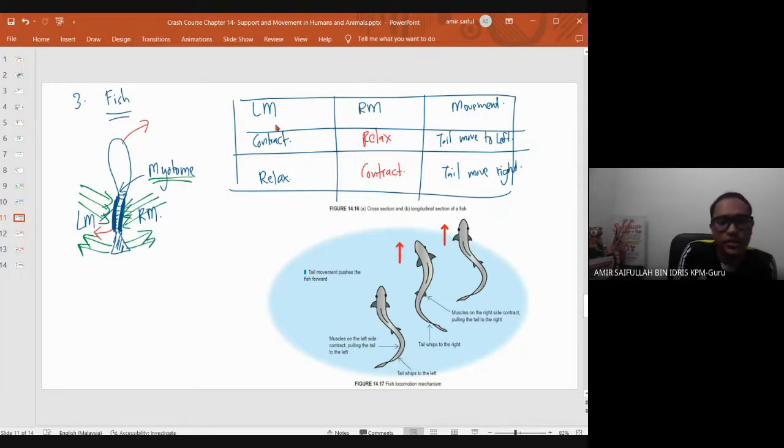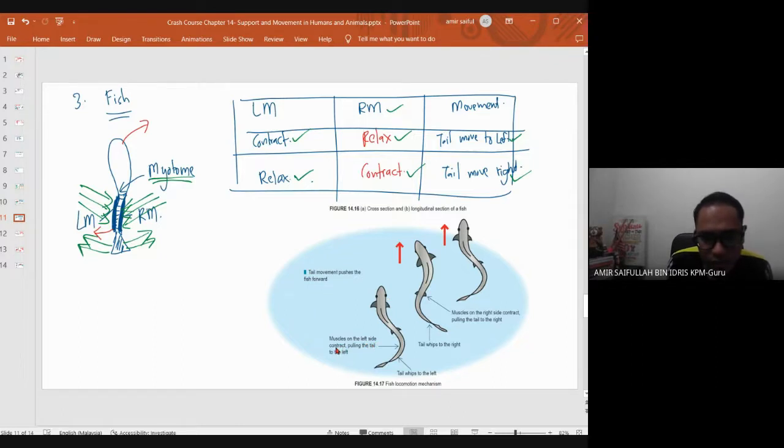So if left myotome contracts, right myotome relaxes, so the tail will move to left. If right myotome contracts, tail will move to right, and left myotome relaxes. So in a sentence, how do you want to write? You can write like this: tail movement pushes the fish forward. Muscle on the left side contracts.